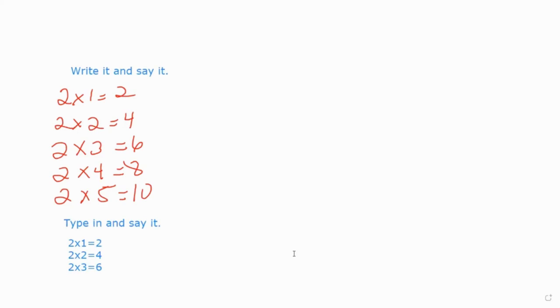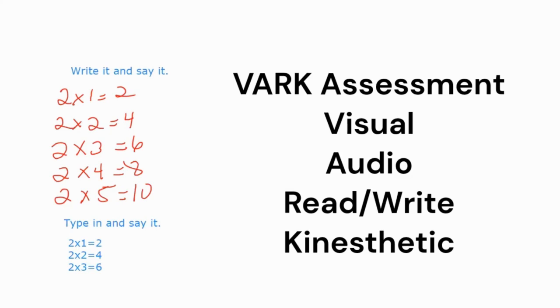Now, what else did I want to talk about? I wanted to talk about learning styles. We all learn differently, okay? We all have different ways of learning. You have something called the VARK test, an assessment you can take. I have this assessment on my website. The V is for visual, the A is for auditory, the R is for read/write, and the K is for kinesthetic.